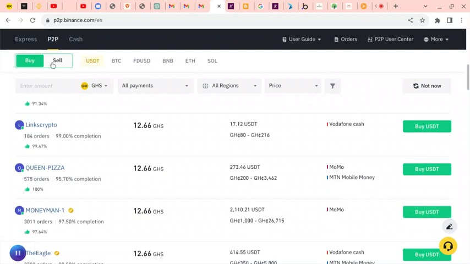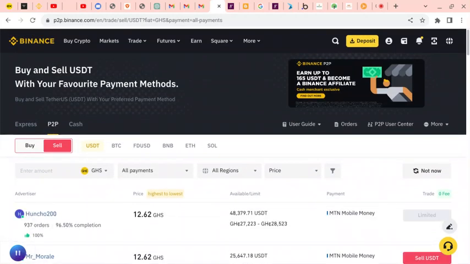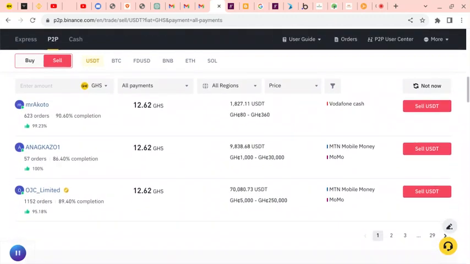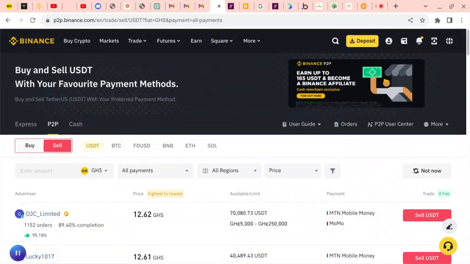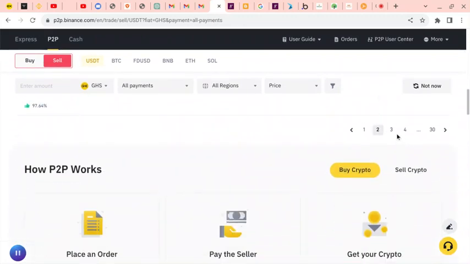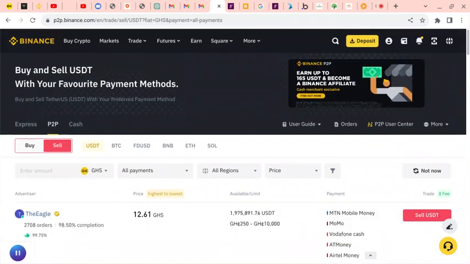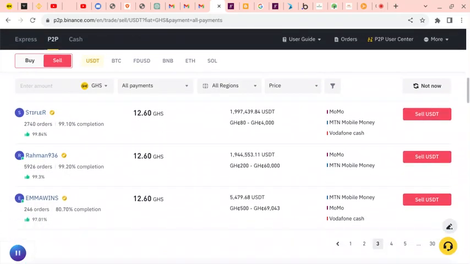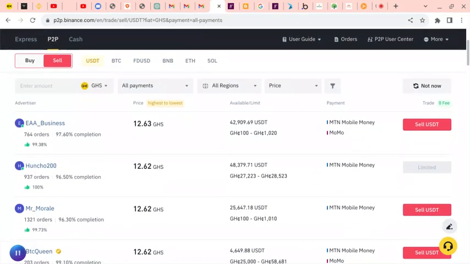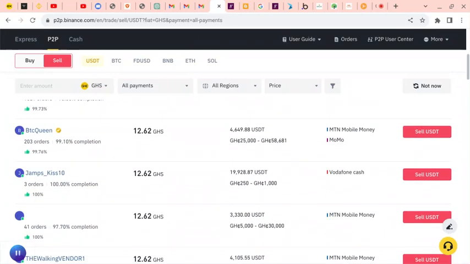Now this one is buy, but I say sell. I want to sell my USDT; I don't want to buy anything. Let's go and see whether we will get people with higher rates. If not, then we will choose the 12.6 one. At times it's very cool to search more before jumping straight into anything.